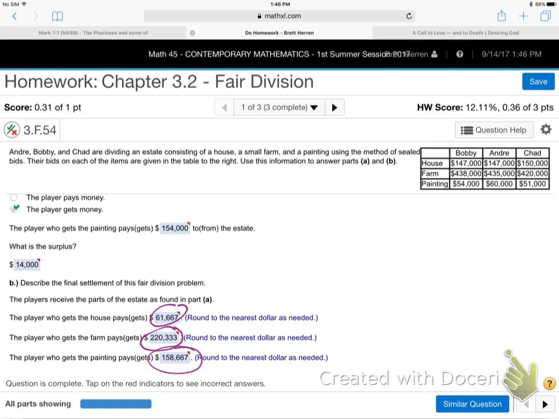What we just did there is called the final settlement. You have the initial, what they get at first, and then you take the surplus and you give them a little bit more. And that's the final settlement. So that's a big, tedious calculation. Is that making sense? All right, let's go back.